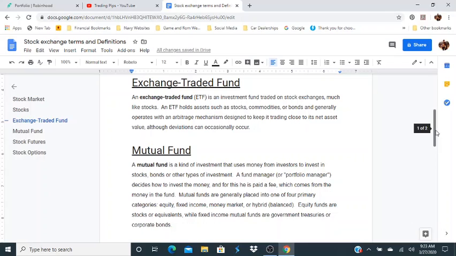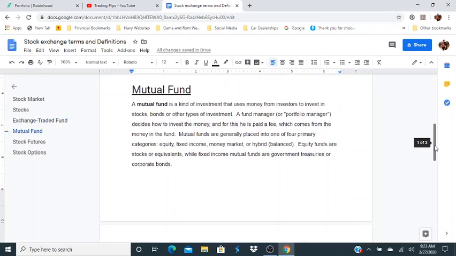Let's move on to mutual funds. A mutual fund is a kind of investment that uses money from investors to invest in stocks, bonds, or other types of investments. A fund manager or portfolio manager decides how to invest the money, and for this, he is paid a fee, which comes from the money in the fund. Mutual funds are generally placed into one of four primary categories: equity, fixed income, money market, or hybrid, balanced. Equity funds are stocks or equivalents, while fixed income mutual funds are government treasuries or corporate bonds.